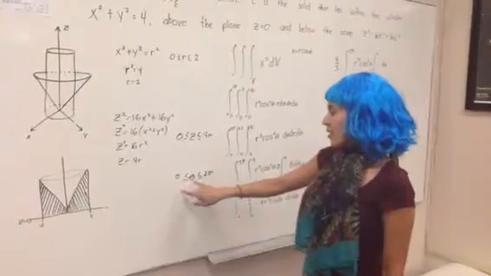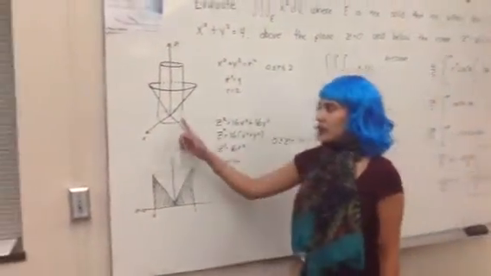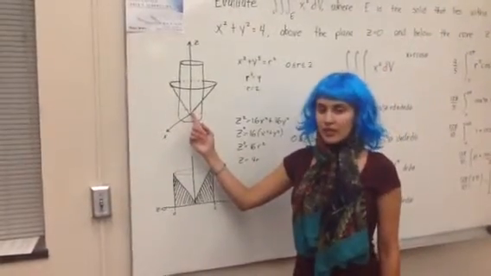And we know that for theta, our limit is from 0 to 2 pi, because it is a circle in the xy-plane.